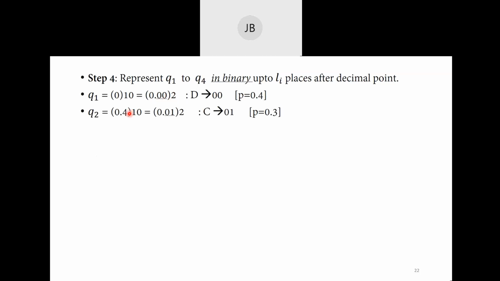Okay, so the next value Q2 is 0.4 in decimal. It is base 10, not multiplied by 10. So when this is converted into binary, it becomes 0.01. So we need 2 bits here. We have stopped at this level, 0.01, because its length is only 2 bits. So 01 becomes the code word for this particular symbol.